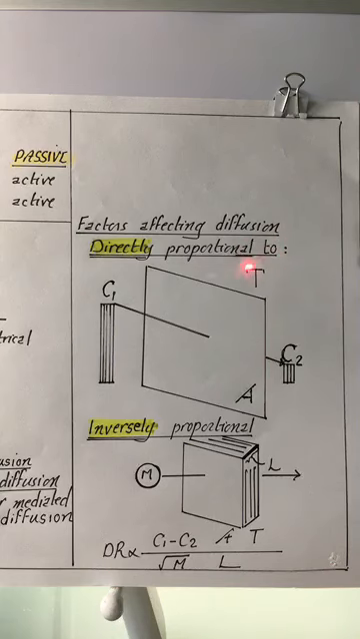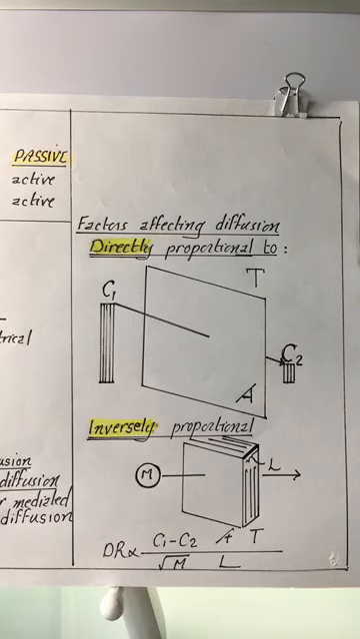Diffusion is directly proportional to the temperature, because the heat gives the molecules the energy to move. So diffusion is directly proportional to the temperature. And here we have a very important multiple choice question fact. At absolute zero temperature, the diffusion rate will be 0. There will be no diffusion.